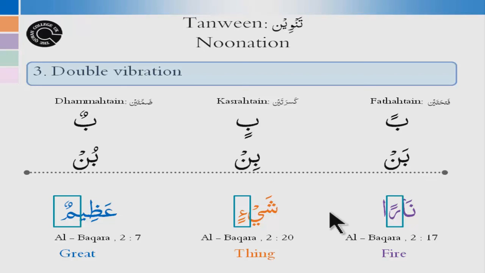In the next lesson we will be looking at how words are formed and grouped into nouns, verbs and particles. So see you then in the next lesson.